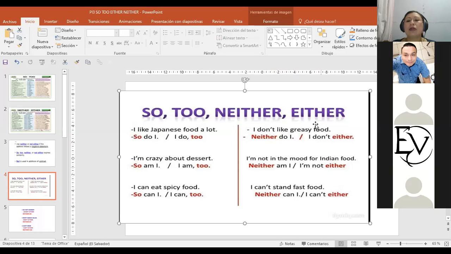I don't. Aquí estamos usando neither y either, porque vamos a ser consecuentes con una negación, ¿verdad? Vamos a secundar una negación. I don't like greasy food. Neither do I. I don't either. I'm not in the mood for Indian food. Como no estoy de ánimo para comida hindú. Neither am I. I'm not either. I can't stand fast food. No puedo soportar la comida rápida. Neither can I. I can't either.